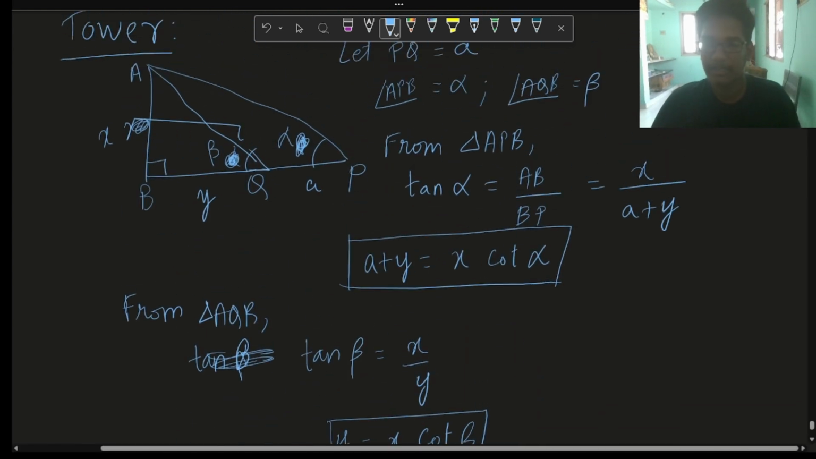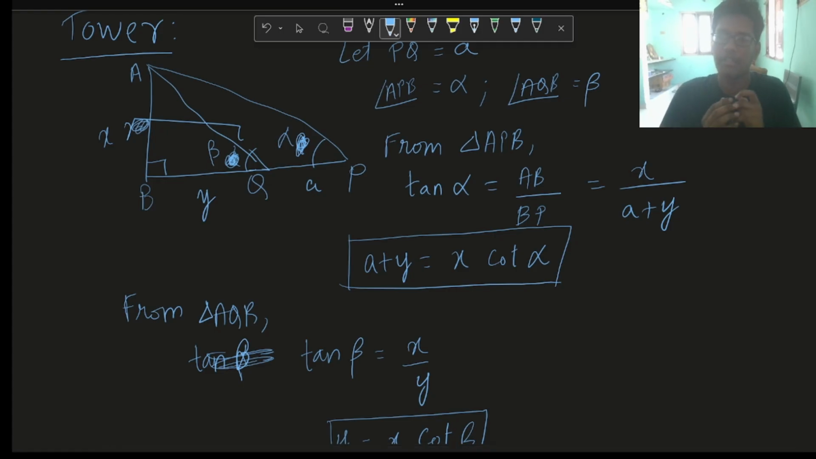So if there exists a situation like this, where from a particular reference frame the angle of elevation of a tower is beta, and if you go some distance far from Q, you would get a point called P, and the angle of elevation from that point to the top of the tower is alpha.